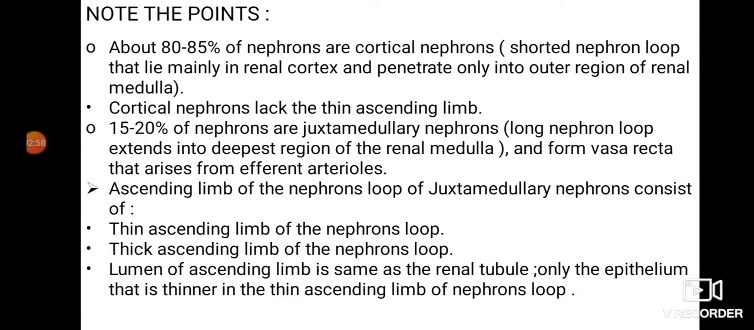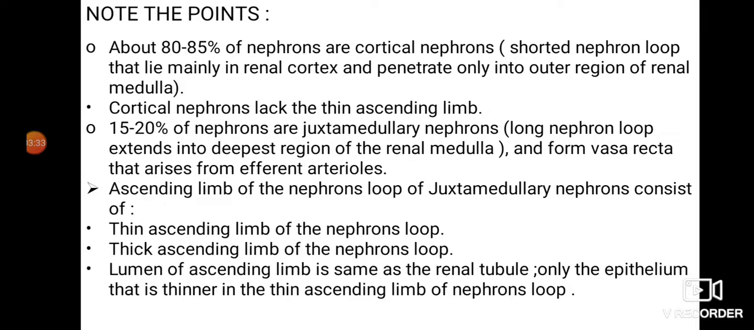Note these points. About 80 to 85% of the nephrons are cortical nephrons, meaning their nephron loops are shorter in length, and they mainly lie in the renal cortex, and only a small part of them lies in the outer region of the renal medulla. So the cortical nephron lacks the thin ascending limb.